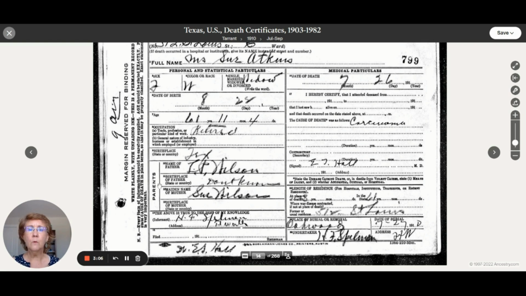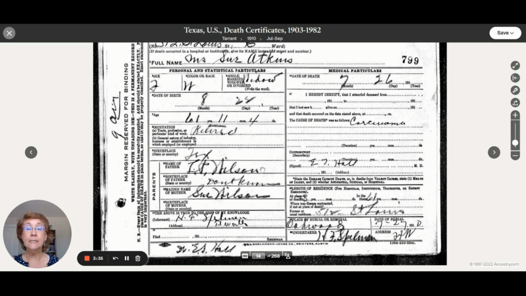Wilson, so we don't know where he was born, and her mother was Sue Wilson. Now, this is interesting. In all likelihood, the person giving this information, the informant, is Mr. H.F. Spillman. Well, Mr. H.F. Spillman is also listed as the undertaker. So he knew the family, and he knew a little bit about them, but he didn't necessarily know all the tiny details like where the parents were born.